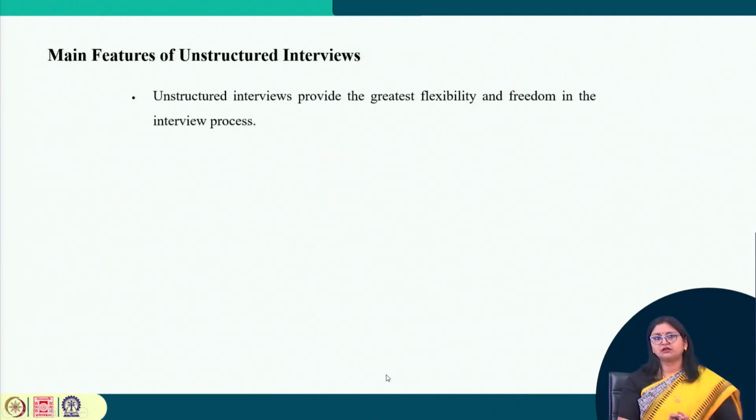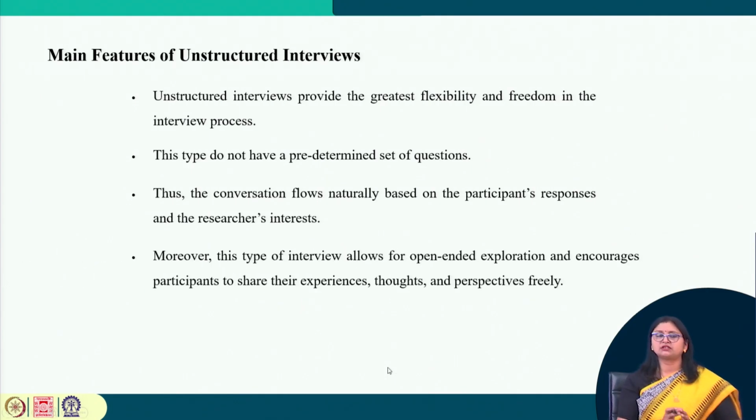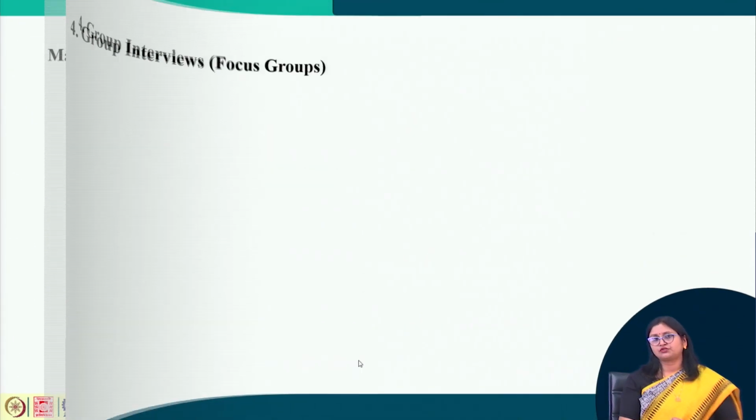The main features of the unstructured interviews are that they provide the greatest flexibility and freedom in the interview process. These types do not have a predetermined set of questions, thus the conversation flows naturally based on the participants' responses and the researchers' interest. Moreover, this type of interview allows for open-ended exploration and encourages participants to share their experiences, thoughts and perspectives freely. Unstructured interviews are useful to explore new or complex research topics with limited preconceived questions.